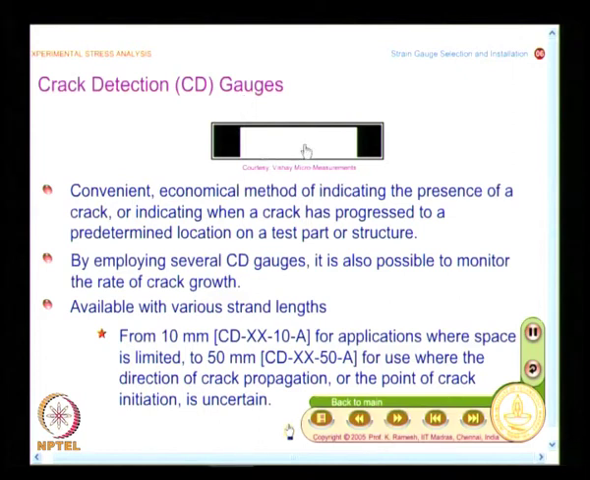The principle of operation is simple. Suppose I have a crack and this crack crosses the strain gauge, it will cut the element, because when the crack passes through, the connectivity of this conductor is lost. So, that is detected to know, yes, the crack has crossed a particular point of interest. So, this is a very interesting application of metal foil gauges. So, they are convenient and provide an economical method of indicating the presence of a crack.